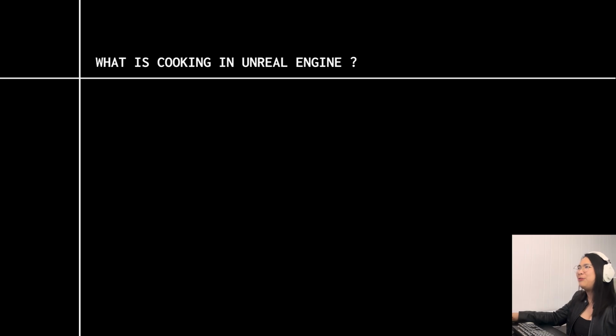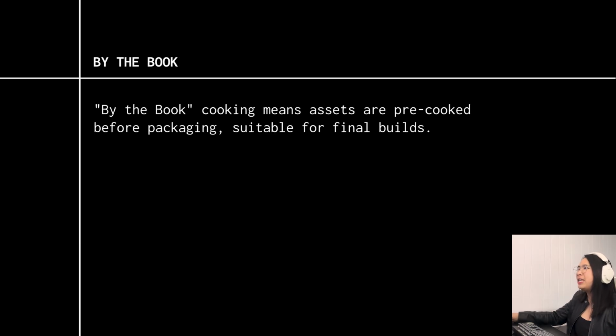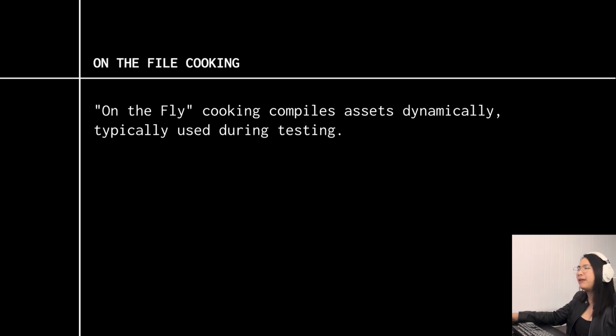What is cooking in Unreal Engine? Cooking converts the optimized game assets specifically for your chosen platform, compressing textures, converting formats, and prepping data so your packaged game runs smoothly. By the book cooks all assets and pre-cooks them before packaging, suitable for final builds. On-the-fly cooking compiles assets dynamically, typically used during testing.